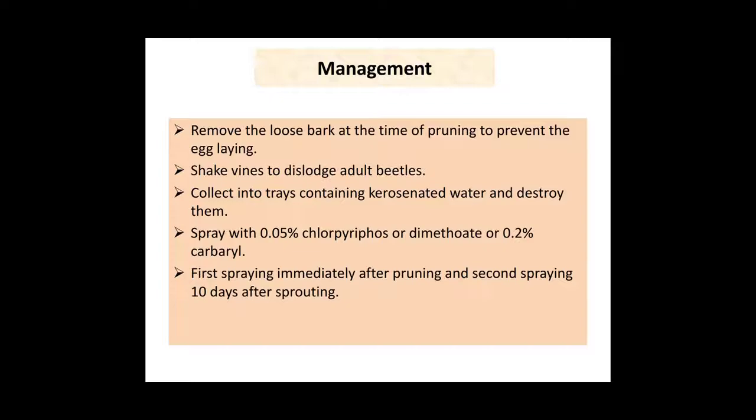Then when we go through the chemical control, we can spray 0.05% chlorpyrifos. Also we can use dimethoate or 0.2% carbaryl. First spraying immediately after the pruning and the second spraying 10 days after the sprouting. So this is all about the first pest of grapes, that is flea beetle, also called as urdhya beetle.